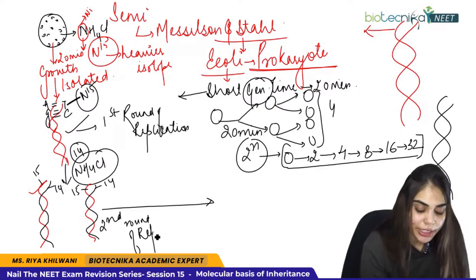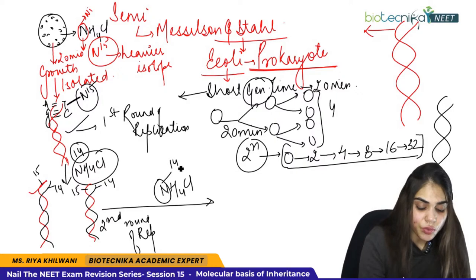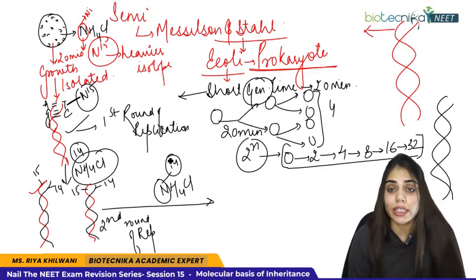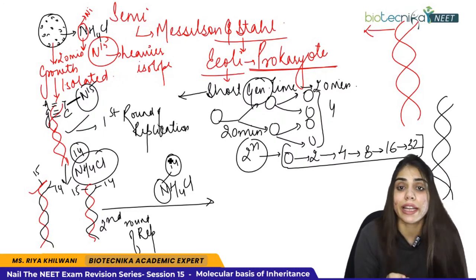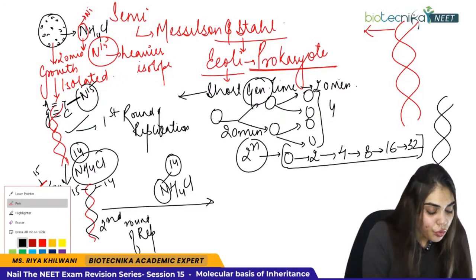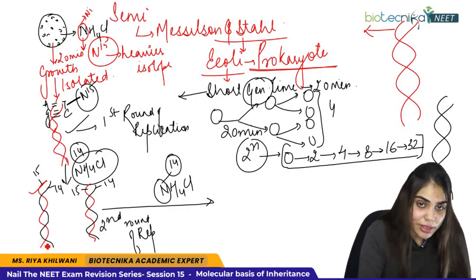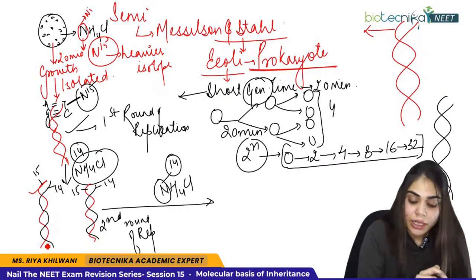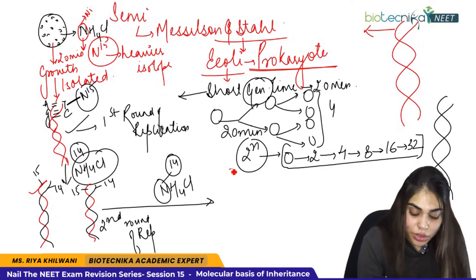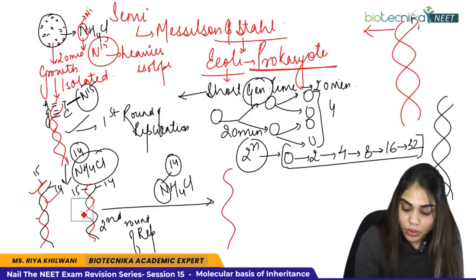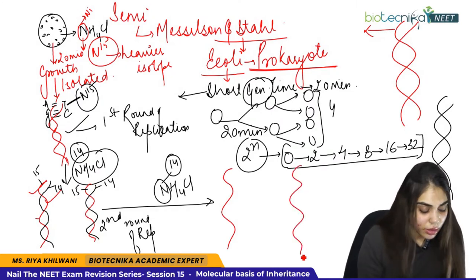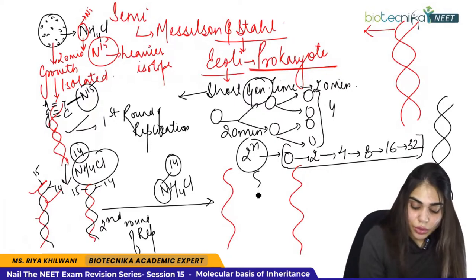Again, what did he use in this medium? He again used ammonium chloride, and this time the nitrogen was 14 tagged. This was not the heavier nitrogen, but a lighter isotope of nitrogen. So what will happen? Like previously, these strands were getting separated; here also, they will get separated. From this DNA it will get separated, and from this DNA also, and again we'll have two single strands.